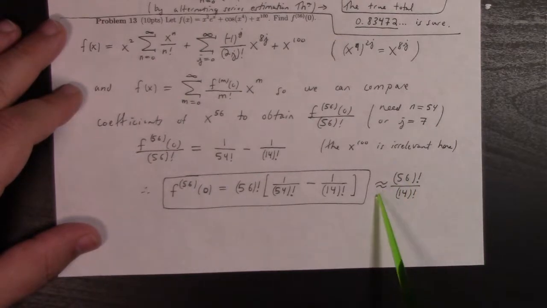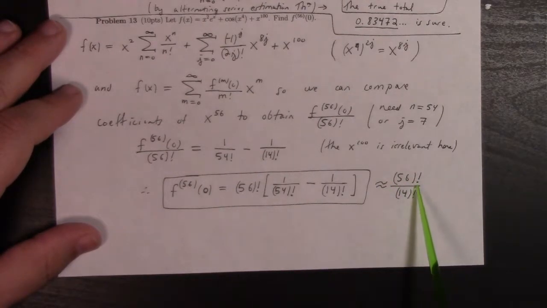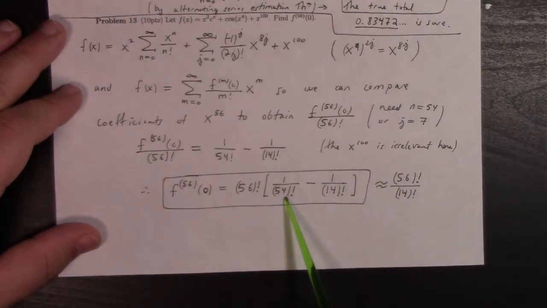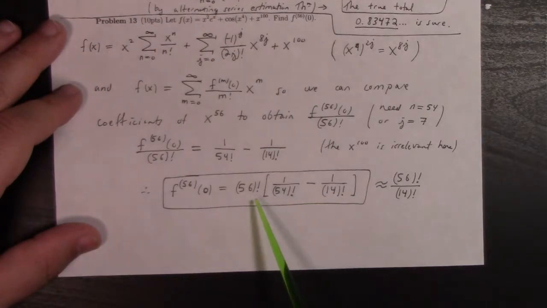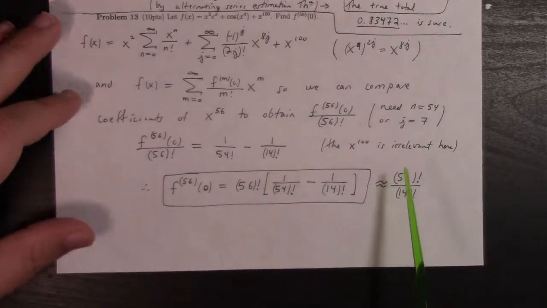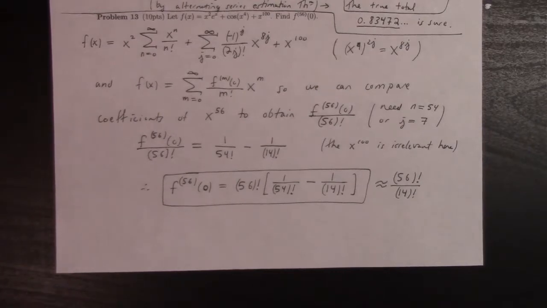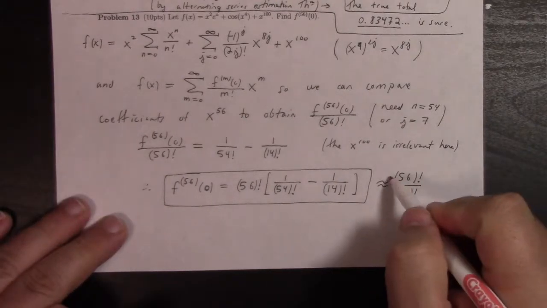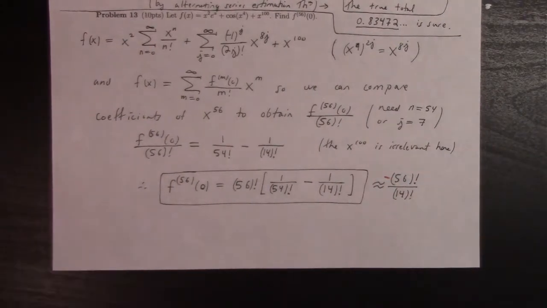Well, it doesn't simplify to that. Approximately speaking, this is pretty much that, because 1 over 54 factorial is stupidly tiny, and I think I've lost a very important thing. There's a minus sign here, right? Like, approximately wrong. Goodness gracious. I take away more points.